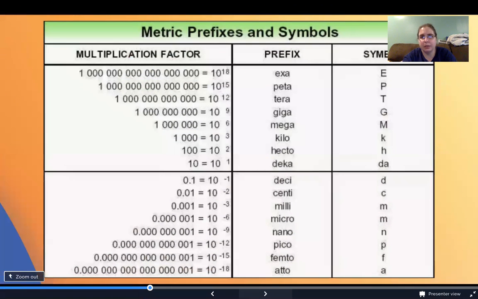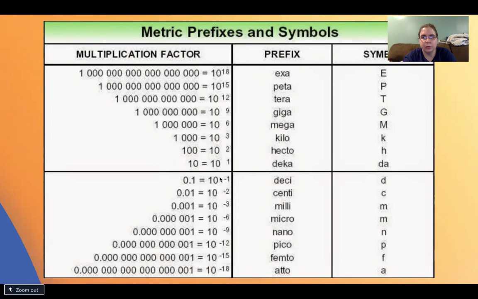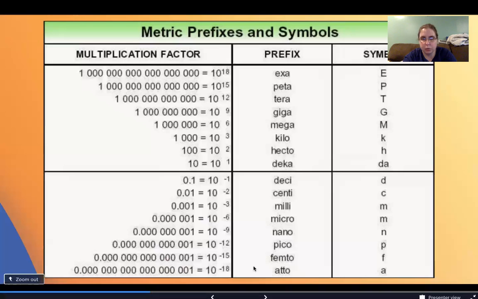Again, just talking about the prefixes and what they mean in terms of how they relate to the base unit. Notice, just adding the zeros. We're moving the decimal point around. That's all we're doing.